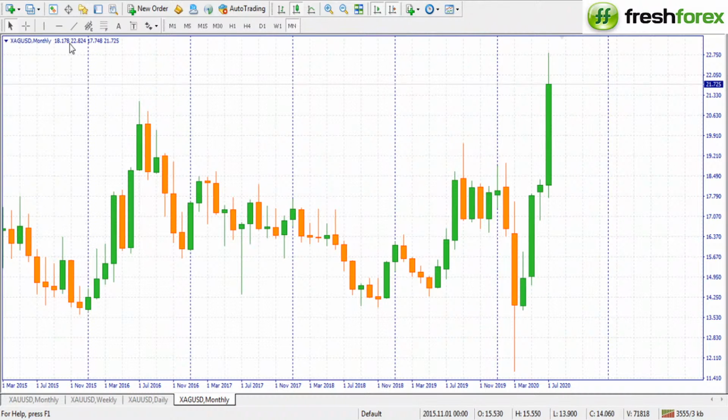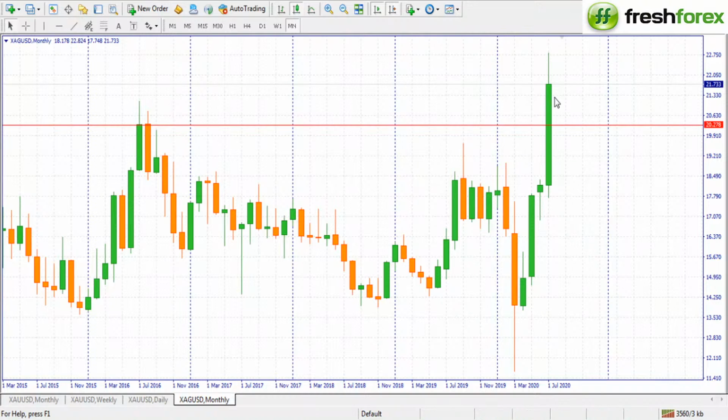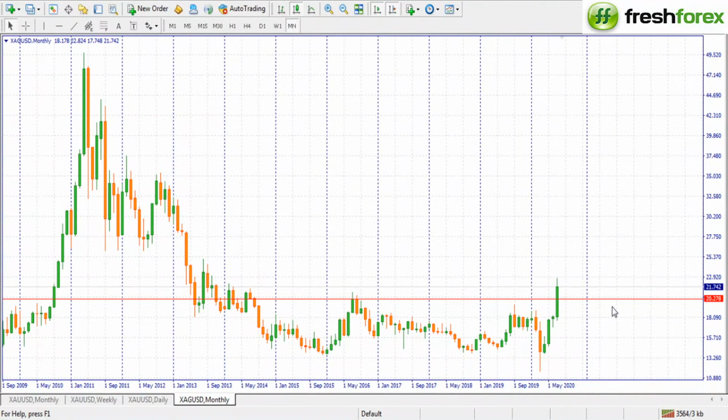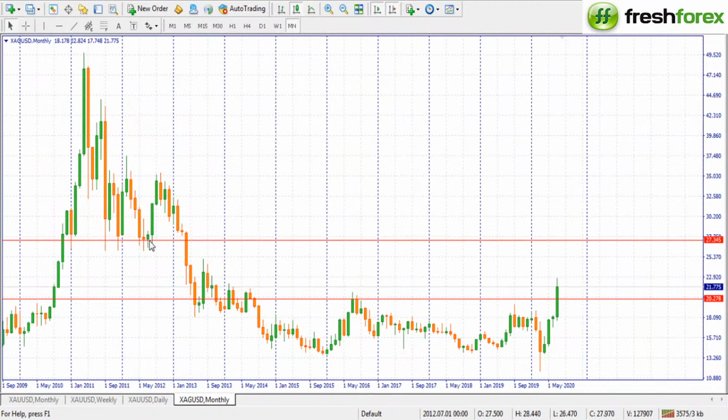So silver, we have a resistance here, a resistance which is now being broken. If the price closes beyond this point, 20.278, then that would mean we are continuing upwards, and we do expect price to continue up to somewhere around this point.